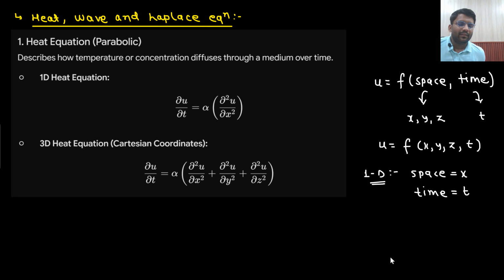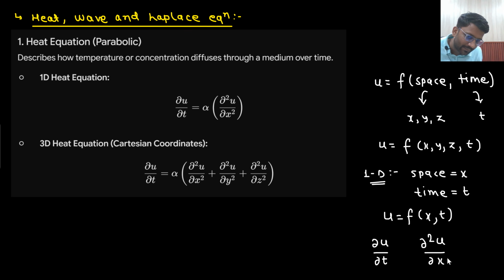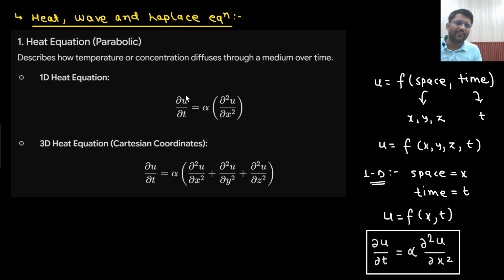Right? Now in one dimension u will become a function of x comma t. If you partially differentiate your u with respect to t, and you partially differentiate your u with respect to x 2 times, and you equate them, and here you put some constant alpha, then this is known as the heat equation. Partial differentiation of u with respect to t 1 time, partial differentiation of u with respect to space 2 times, some constant alpha on the right hand side, then this is known as the heat equation.